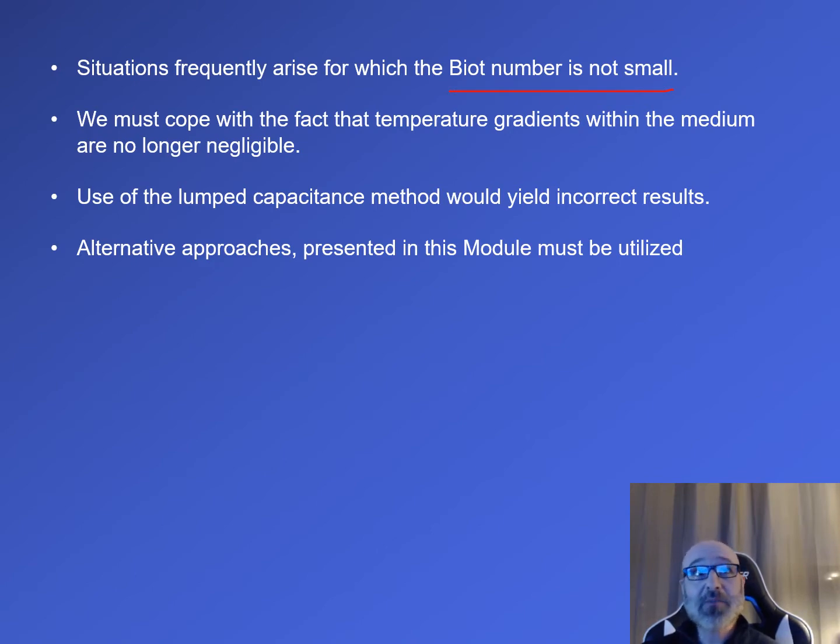If this is not small, we must cope with the fact that temperature gradients within the medium are no longer negligible. Again, another assumption we made was that these were negligible. That's no longer the case for these larger Biot numbers. So the use of the lump capacitance method that we went through in the previous modules would yield incorrect results. If that's not going to work for us, we're going to have to take a look at some alternative approaches, and that's what we'll be doing within this Module 9.1.